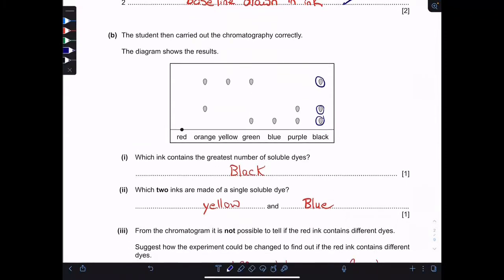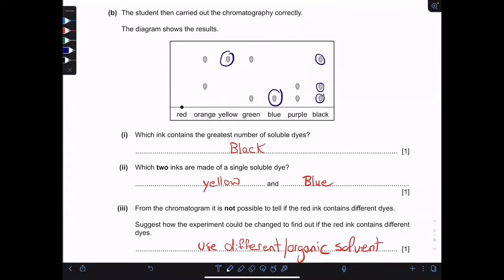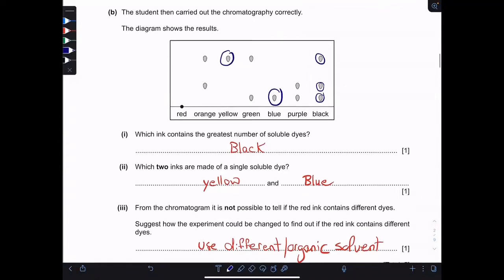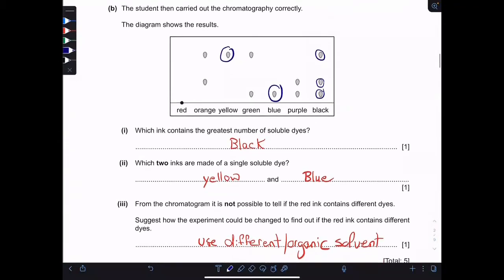Which 2 inks are made of a single soluble dye? The yellow and the blue one. Triple I: from the chromatogram, it is not possible to tell if the red ink contains different dyes. Yes, the red ink didn't separate, okay? So he wants a suggestion how the experiment could be changed to find if the red ink contains different dyes.